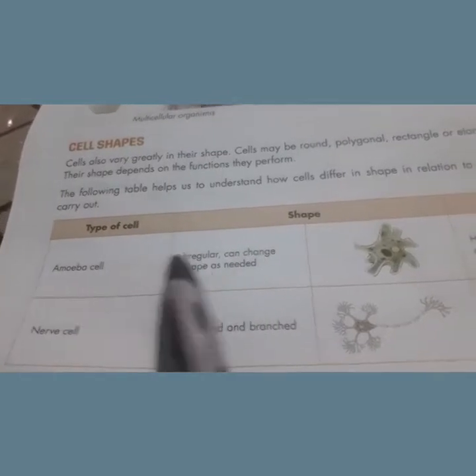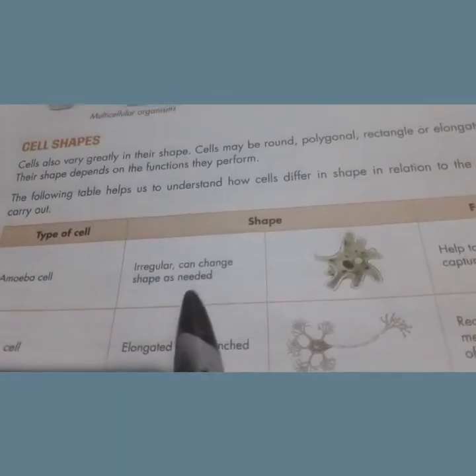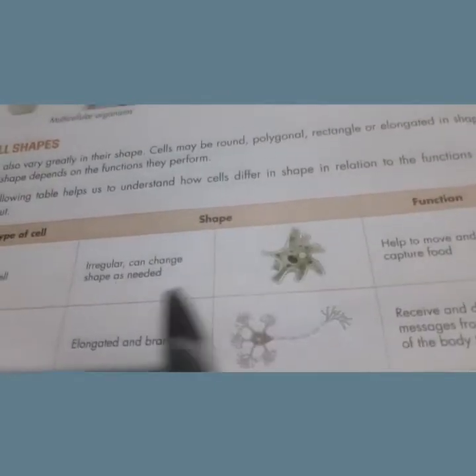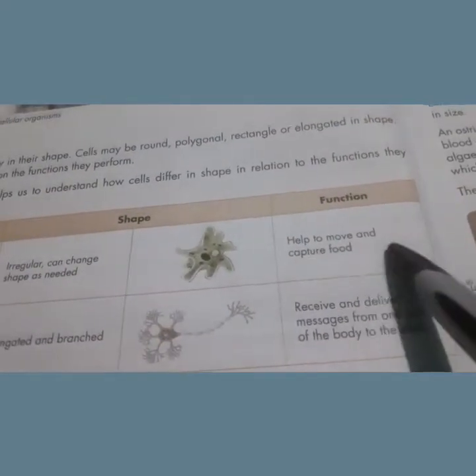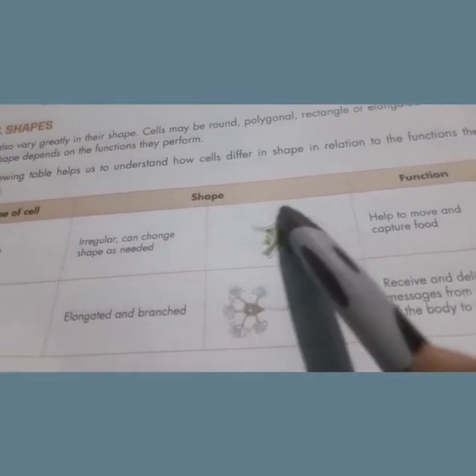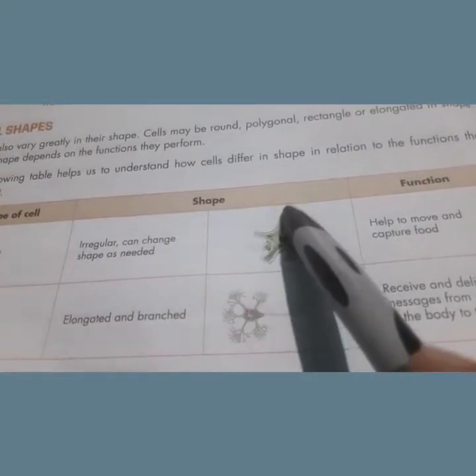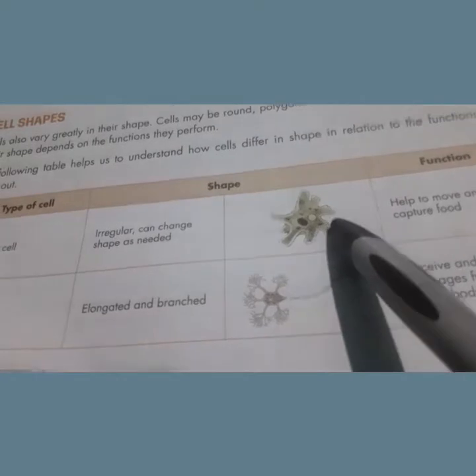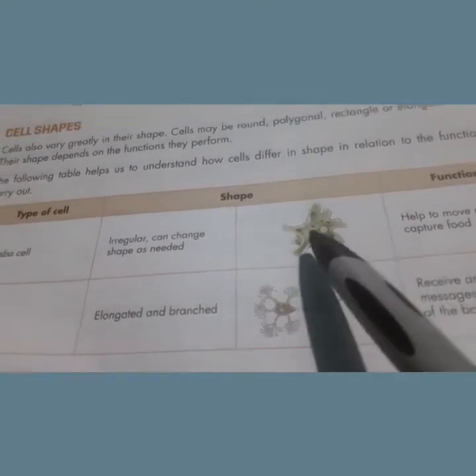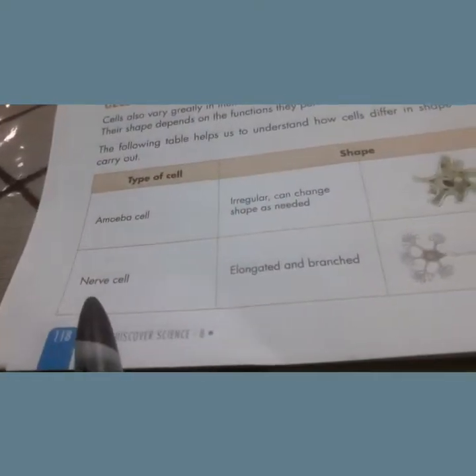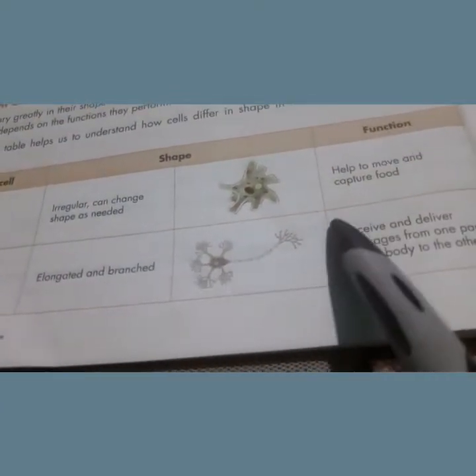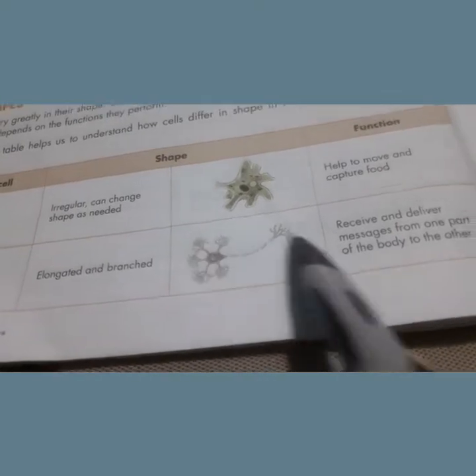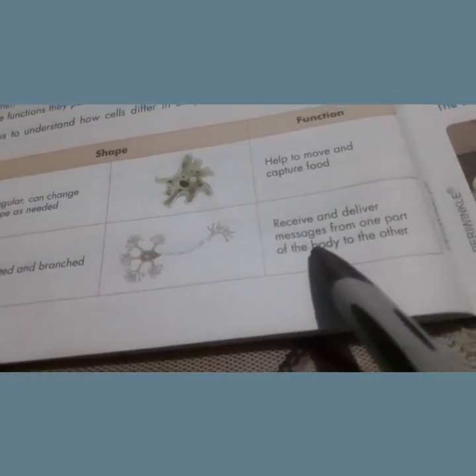First one is the amoeba cell. Its shape is irregular, and it can change shape as needed. What is its function? It helps to move and capture food. You can see its irregularity helps them in movement and also in capturing food. Next one is the nerve cell. It is elongated and branched. You can see here it is so much elongated and also branched. It receives and delivers messages from one part of the body to the other.